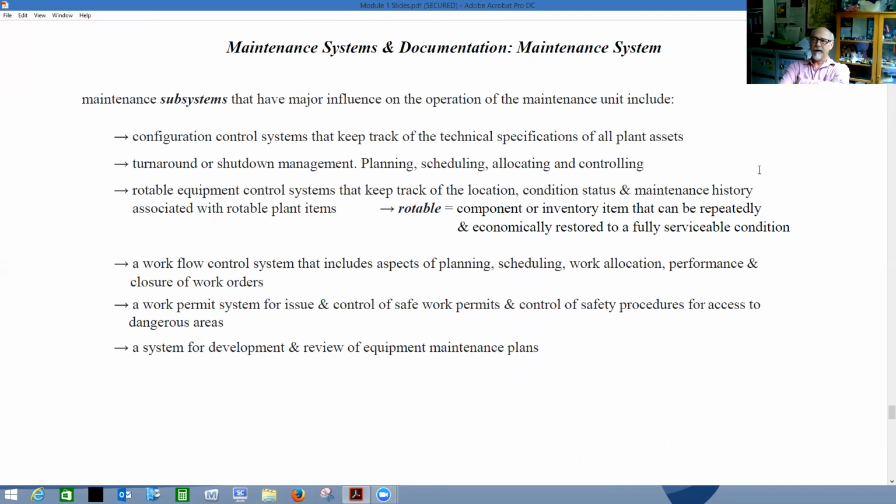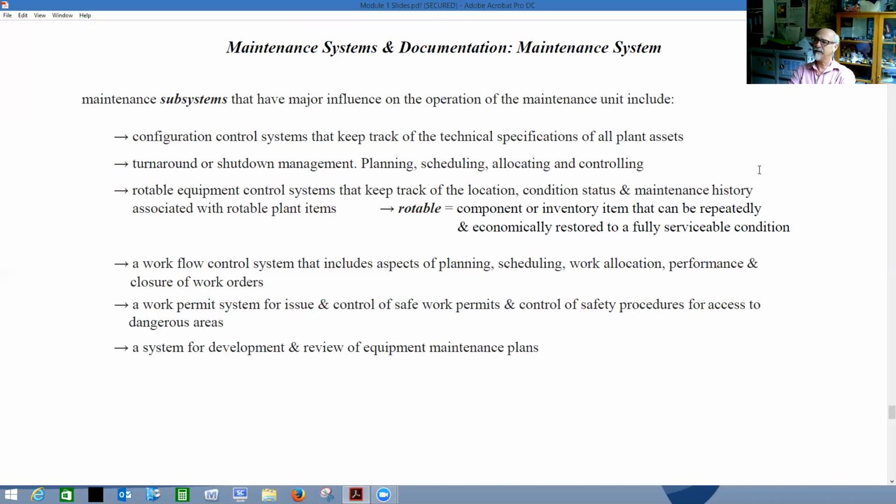Again, talking about the maintenance systems and documentation, the maintenance subsystems that have major influences on the operation of the maintenance unit include configuration control systems that keep track of the technical specifications of all your plant assets. So you can't keep all the stuff in your head. As we talked about beforehand, if you've got people moving about and somebody moves on, well, it's no good if that information is in their head. You've got to have those technical specifications and all that information written down and documented so that anybody can access it and anybody can update it and have the ability to interrogate it.